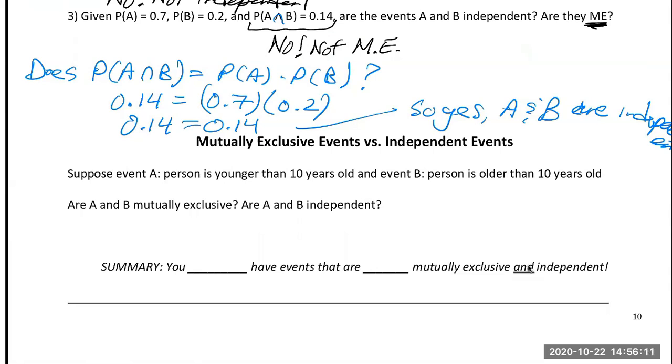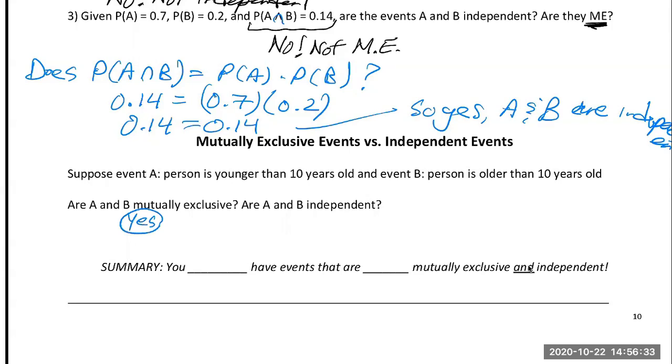So are they mutually exclusive? Can you be both younger than 10 and older than 10? You can't be both. It's either one or the other. Not at one particular time, you can't be both. So are they mutually exclusive? Yeah, they're excluded from each other. You can't be both.